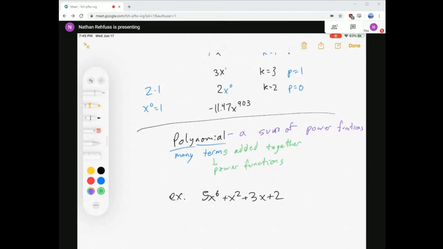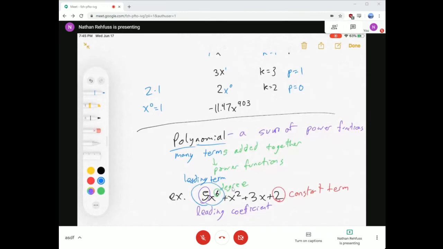Anyway, there are 3 important parts of the polynomial. The highest exponent is the degree. The coefficient on the term with the highest exponent is called the leading coefficient. And this one right here, the one without any x's on it, is called the constant term. Also, this whole thing is sometimes called the leading term. So the leading term is the term with the degree showing up in it. The degree is the biggest exponent. The leading coefficient is the coefficient on the leading term. And then the constant term doesn't have an x with it.